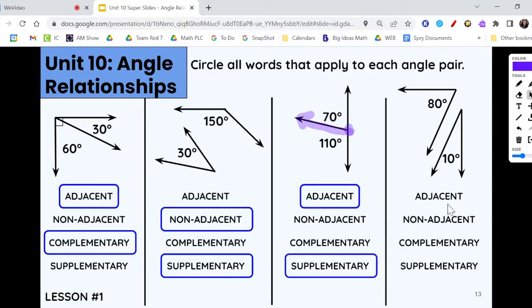Are these angles adjacent or non-adjacent? Well, here are the sides of this angle. Here are the sides of the second angle. They do not share a side, which means they are non-adjacent. They're not right next to each other. Are they complementary or supplementary? They add up to 90 degrees, so that means they are complementary.